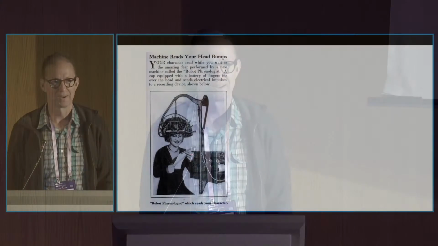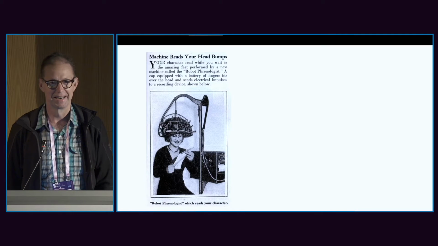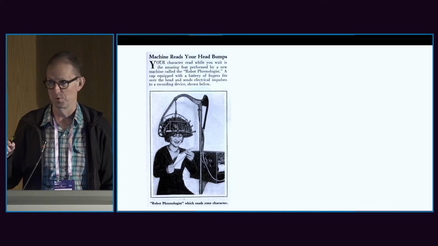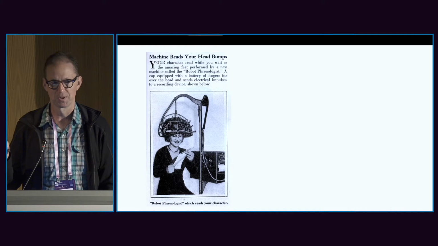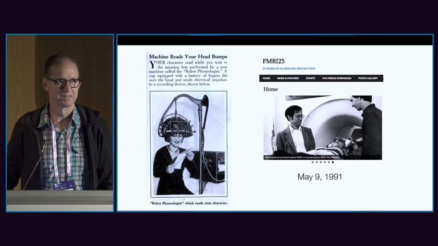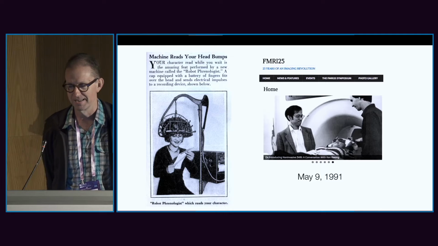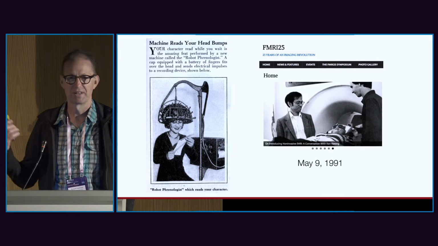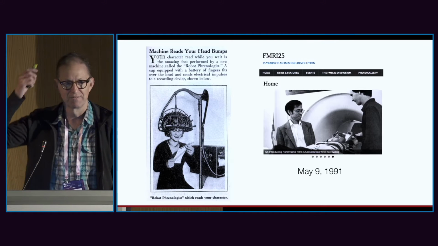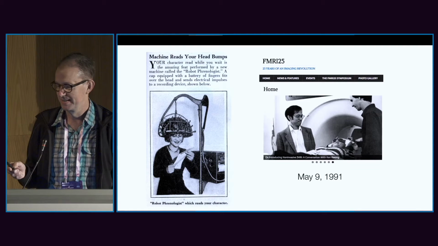So people have long wanted to know what's going on inside the human's head. Back before we had MRI, people would come up with things like the robot phrenologist, which I don't think worked very well. But when fMRI was invented in the early 1990s, we suddenly had a tool that we could use to look inside a person's head without feeling bumps or cutting them open.